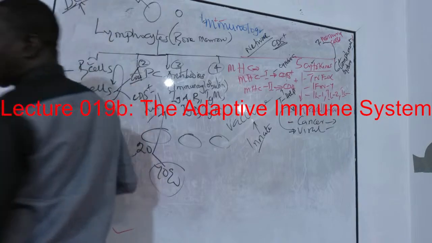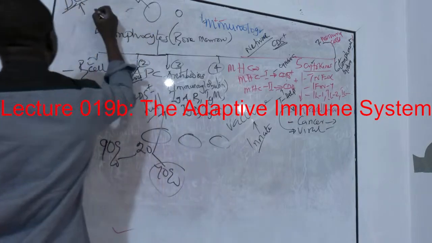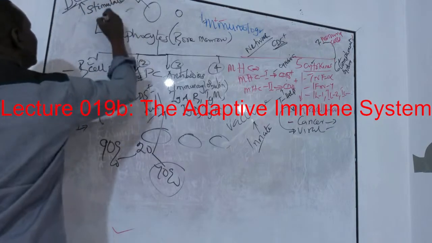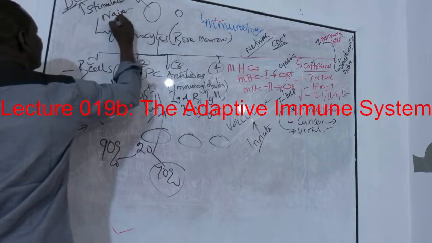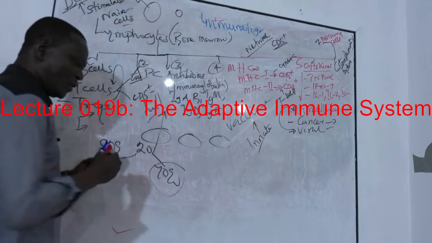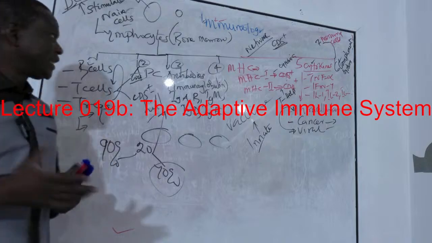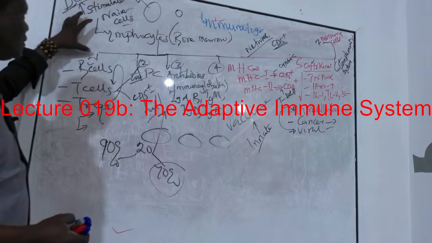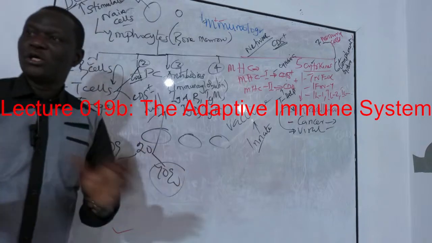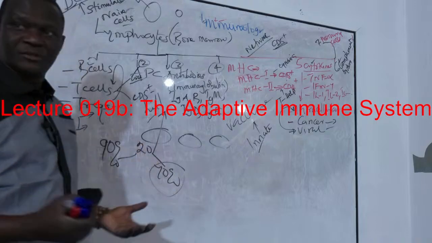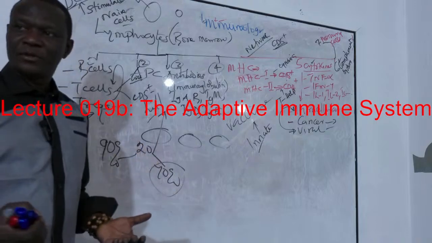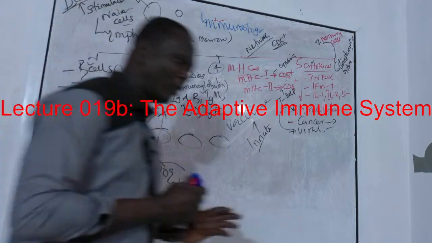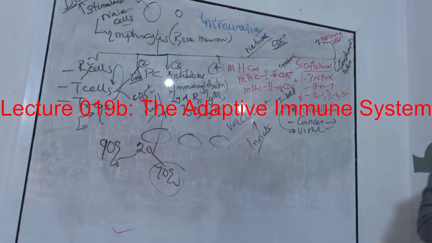One of the reasons why they are very important is that they are the ones that will go and stimulate the naive cells. Don't forget that I told you there are some cells that do not have any prior experience. They are just like virgins that do not know anything at all. They don't have any bad experience, nobody has ever broken their heart.